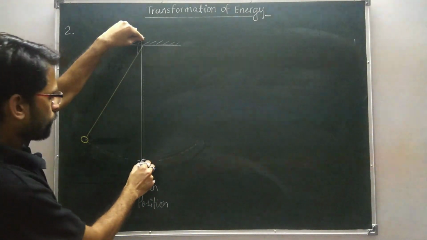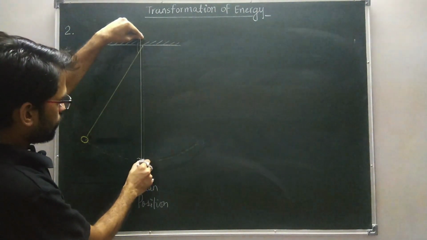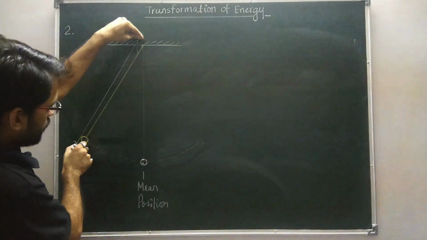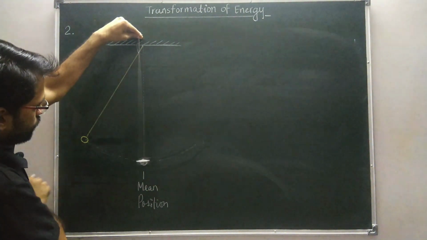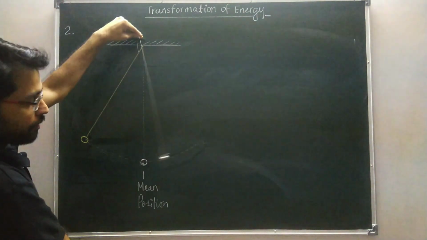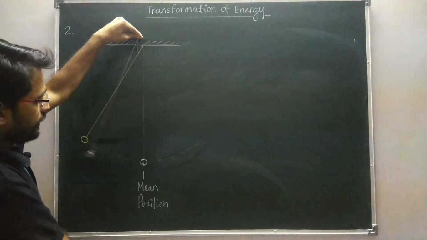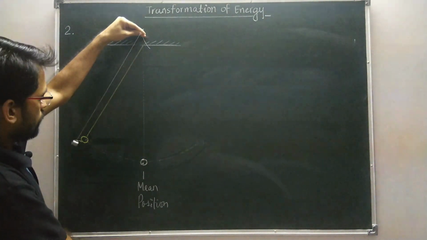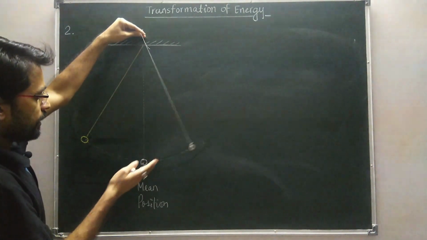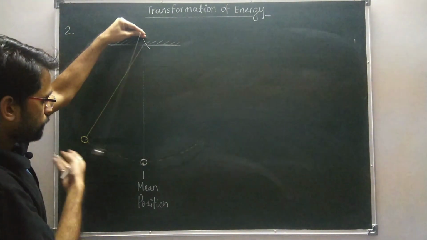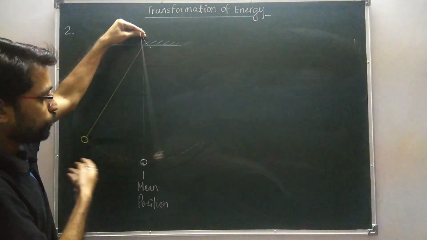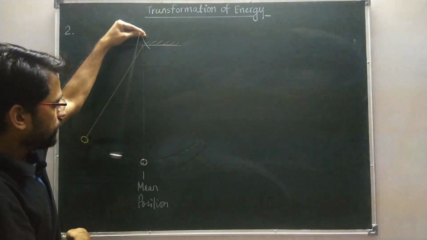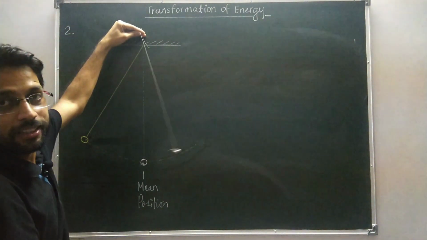Now when you slightly displace the bob and leave it, the pendulum starts oscillating, and you can say the bob is moving now. And the moving body has kinetic energy. Now the question is, where did this kinetic energy come from?